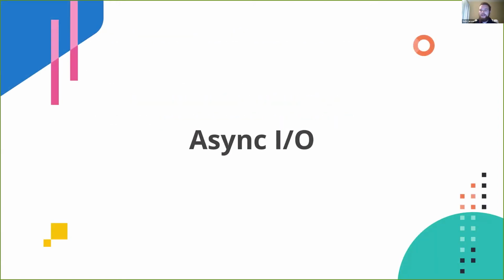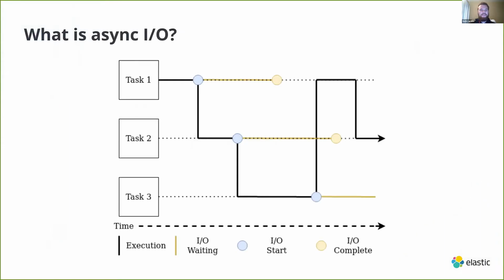So the first one we'll be talking about is Async I/O. I'm going to start by describing pretty simply what Async I/O is. Async I/O is kind of like cooperative multitasking. It's a way to do more than one task at the same time efficiently.